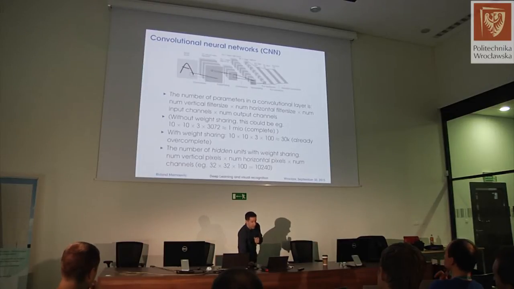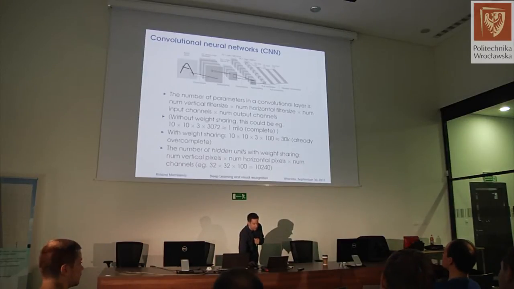What if we use weight sharing as well? Then rather than having this and this and this, a separate hidden unit with its own parameters, all of these would have the same parameters, so you will get rid of a ton of stuff in addition. In fact, if you have 100 hidden units here only, you still get these gigantic feature maps, so you still get a lot of hidden units in the end. But if you just have 100 planes here, you will get something like 10 by 10 by 3 by 100, which is something like 30,000 parameters.